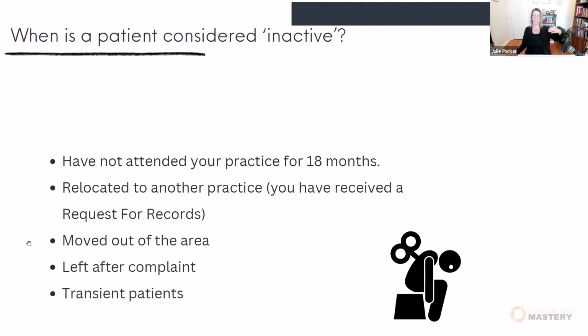And so if they're no longer living in the state, or a suburb far off, or another country, we could then classify them as inactive, of course. How about those that leave after a complaint? "I'm never coming back here again." Certainly, they would be classified as inactive. They're not going to be returning.